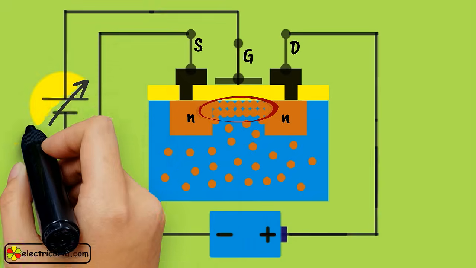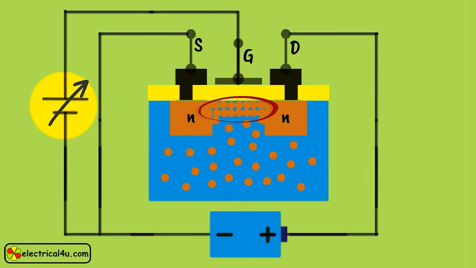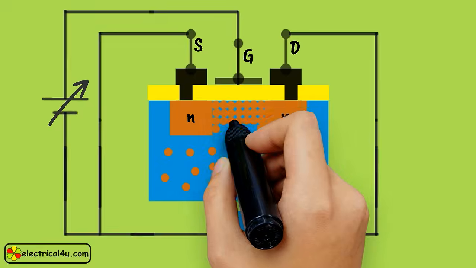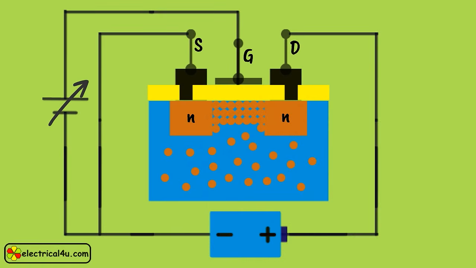It is obvious that the number of free electrons accumulated towards the gate contact plate depends on the strength of positive potential given to the gate terminal. Hence, the width of the N channel depends on the voltage applied at the gate terminal. The more the applied voltage, the greater the width of the channel, meaning greater the conductance between drain and source.